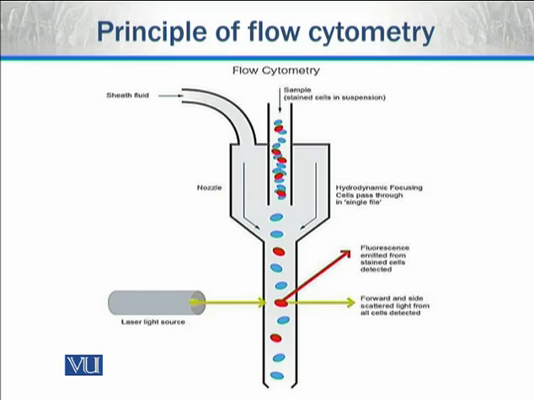And on the left side, a laser light source is shown, and this laser light excites the fluorophores which are used for staining of these cells. And on the right side, there are different detecting mirrors and other instruments with the help of which we are able to measure the light which is emitted from these molecules. So when cells enter this instrument, they pass through in single file, and this sheath fluid helps in passing these cells in a single file.